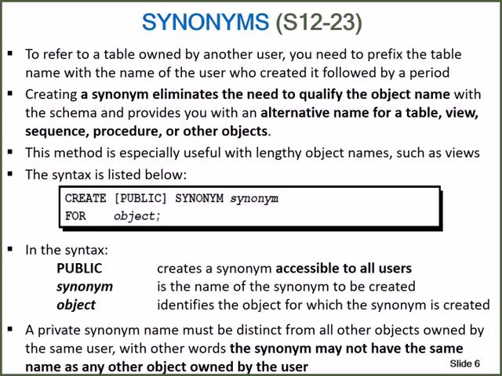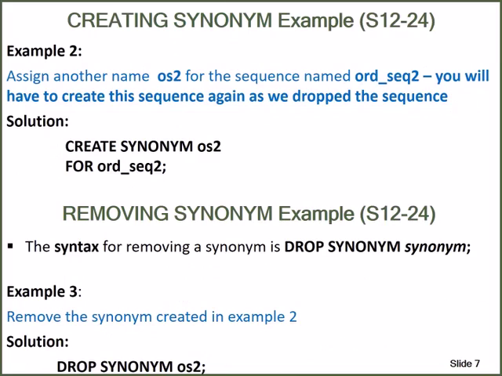Creating an example of a synonym. Example number 2 asks us to assign another name, OS2, for the sequence named ORD_SEQUENCE_2. However, you will have to create the sequence again as we dropped the sequence previously. Otherwise, you will get an error. So the solution is create synonym OS2 for ORD_SEQUENCE_2.